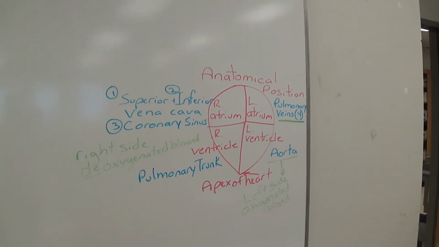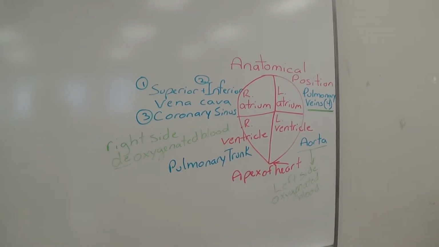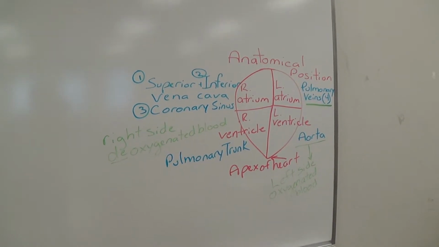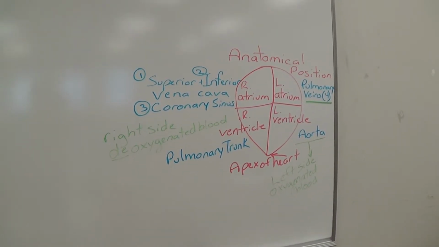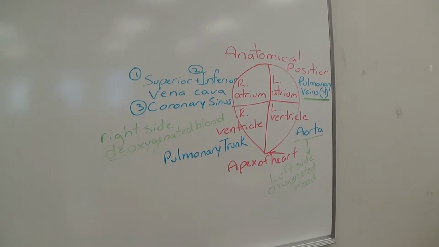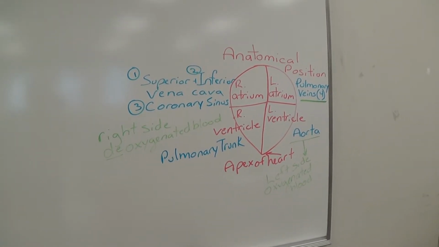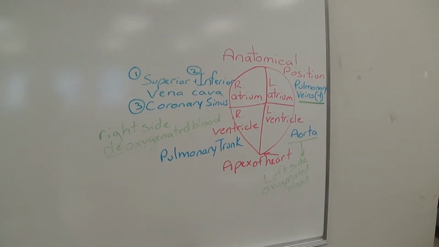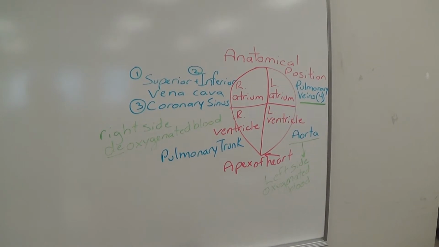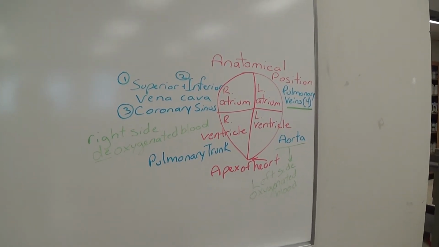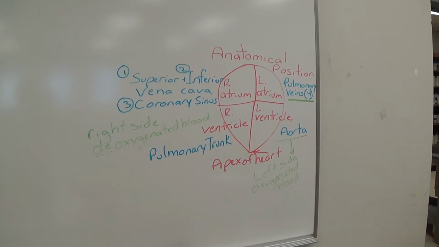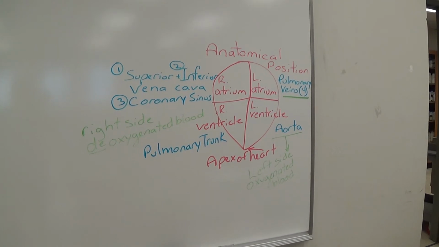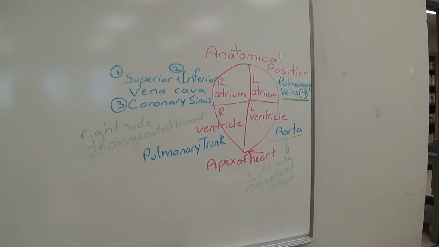All right, we have 4 chambers of the heart. We have 4 valves of the heart, 2 of them being those atrioventricular valves, the tricuspid on the right side, the mitral or bicuspid on the left side, and then the pulmonary and aortic semilunar valves that are sending blood out of the heart. We have major blood vessels. The right atrium has 3 entering. The left atrium has 4 major blood vessels entering. Both ventricles have 1 major blood vessel leaving them. That is the basic anatomy of the heart.